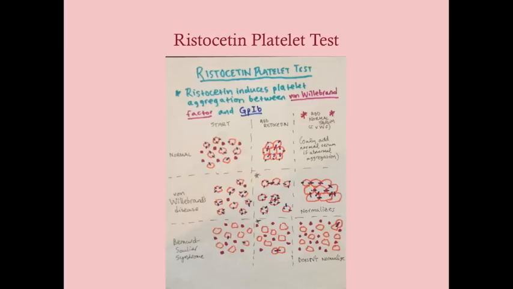Now, when you add normal serum to this abnormal result, you're not going to get a normalization because the problem is GP1B. It's not von Willebrand's factor. So all you're doing when you add normal serum is just adding more von Willebrand's factor, but that's not the problem. You have enough von Willebrand's factor, and so it's not going to normalize. So a Ristocetin platelet test that's abnormal, that doesn't normalize with normal serum, is going to be Bernard-Soulier syndrome.